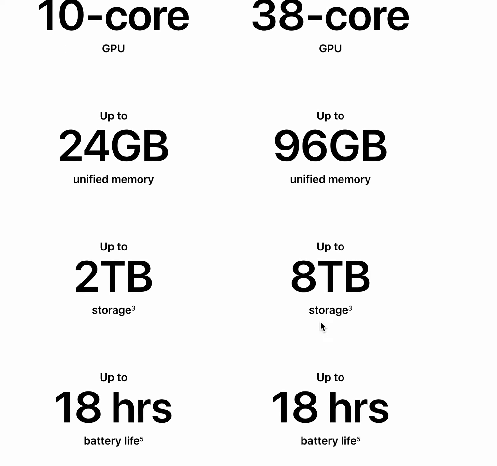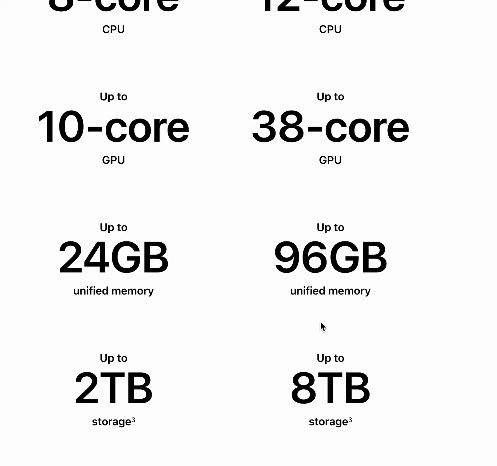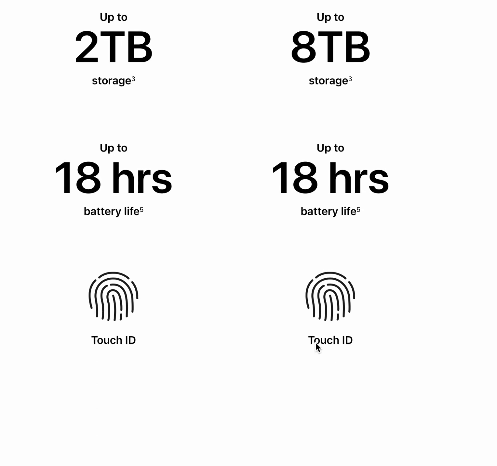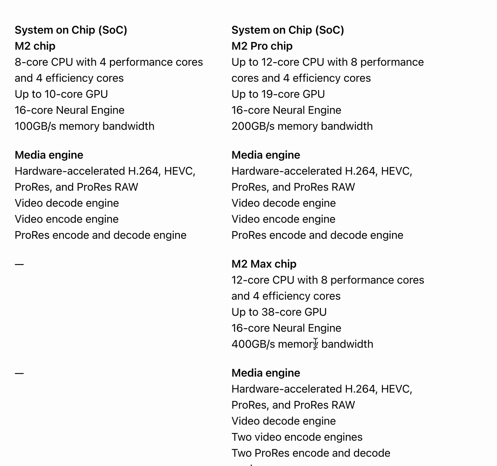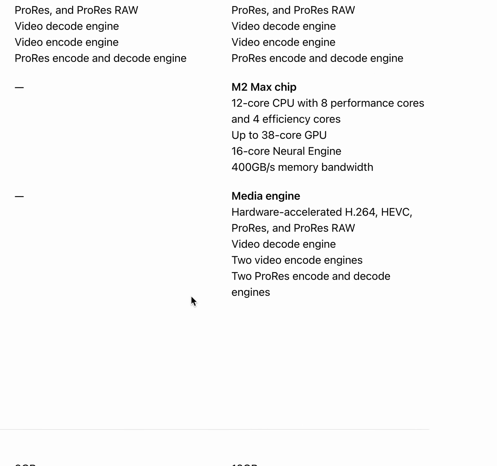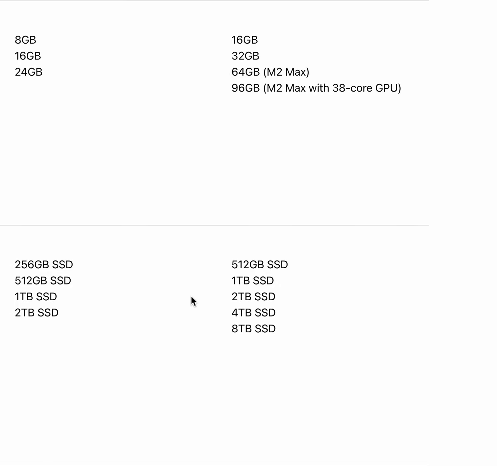The battery life is the same, 18 hours, and then the internal storage is up to 8 terabytes, so 4 times more storage. We get Touch ID, and then we have twice the memory bandwidth on the M2 Pro and M2 Max chips. The M2 Max is 400 gigabytes of memory bandwidth per second compared to only 100 on the M2 Air. And then again, we got up to a 20-core GPU versus a 38-core GPU on the M2 Max chip, and all that stuff.